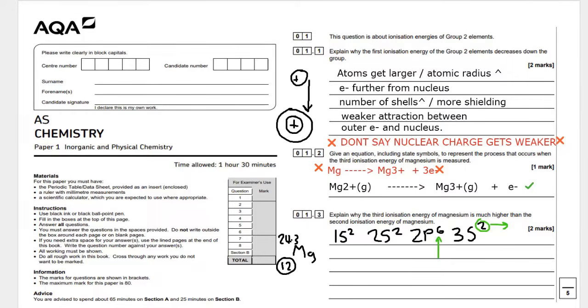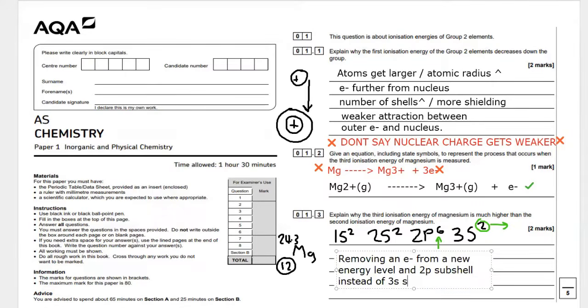So the main reason is we're breaking into, or let's not say breaking in, sounds like we're robbing a house. We're removing an electron from a new energy level, the 2p subshell, instead of the 3s subshell. Now, why is that important?